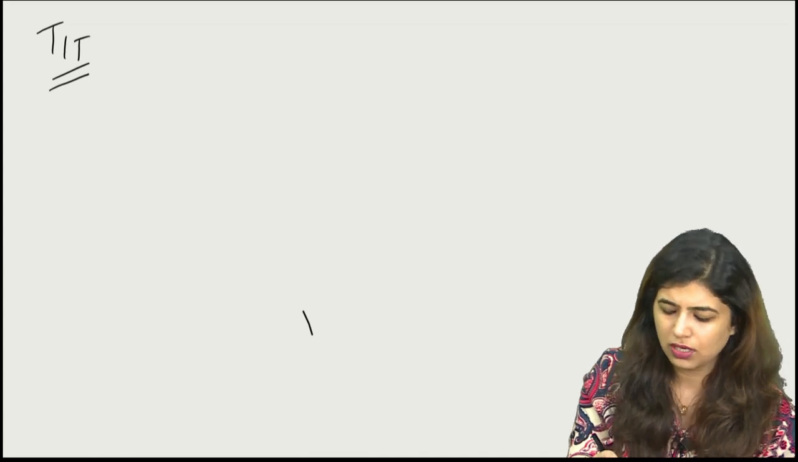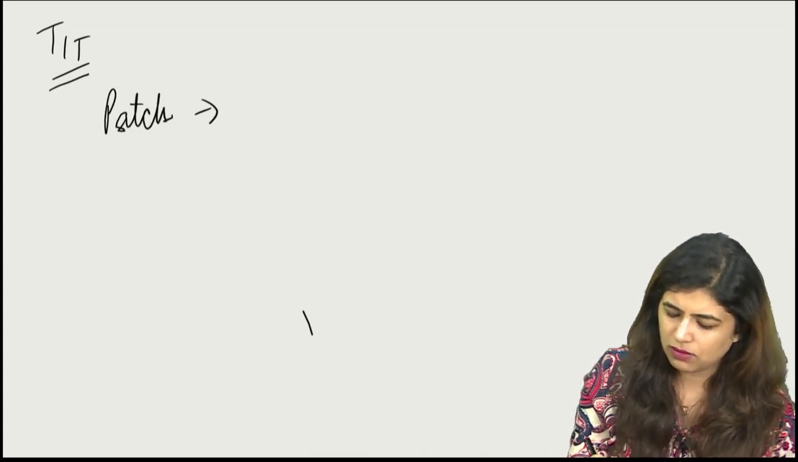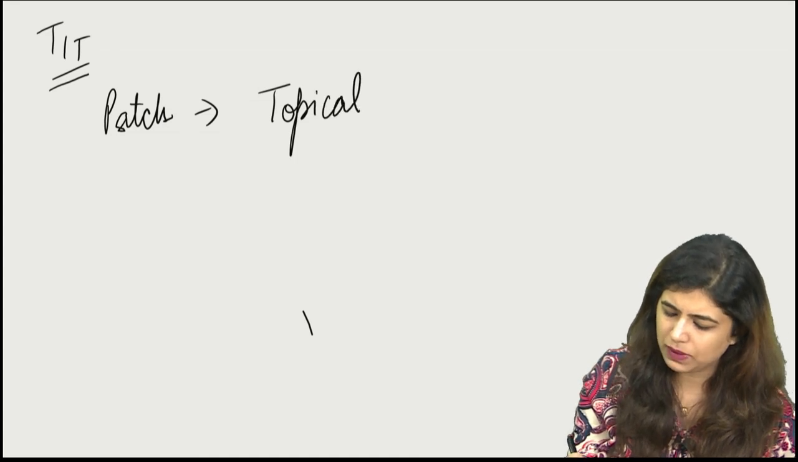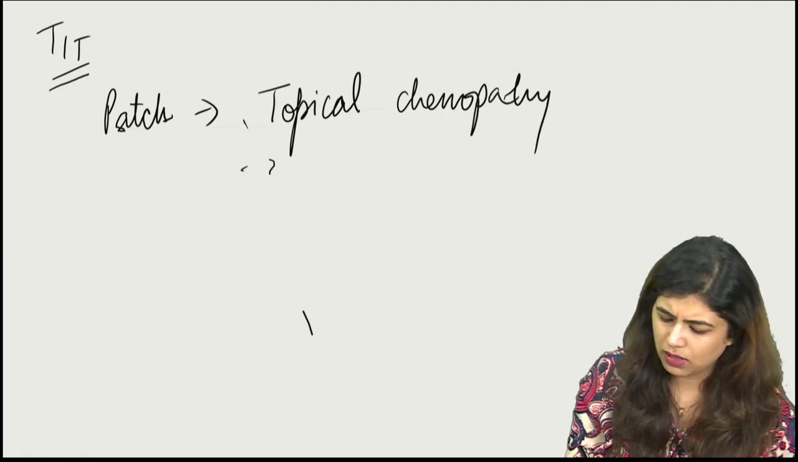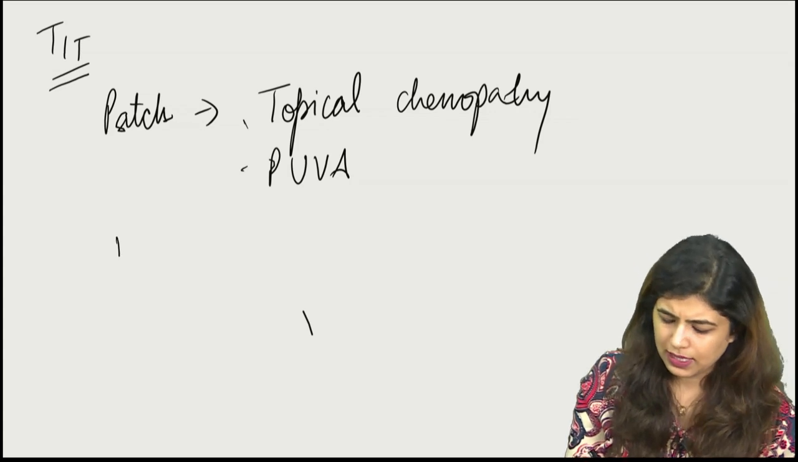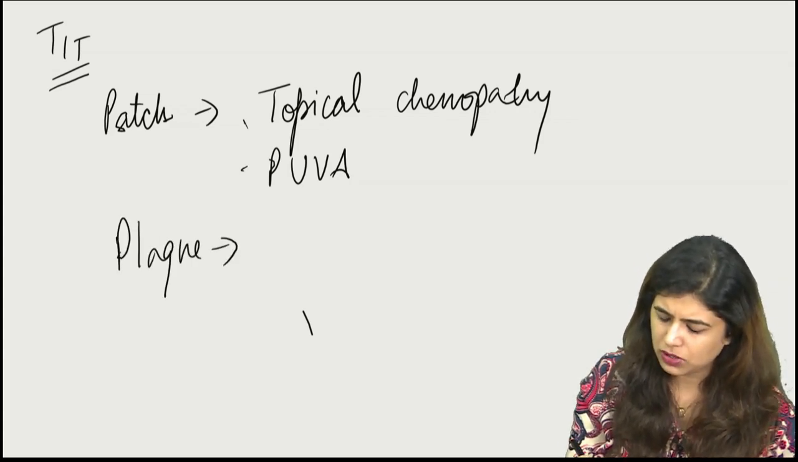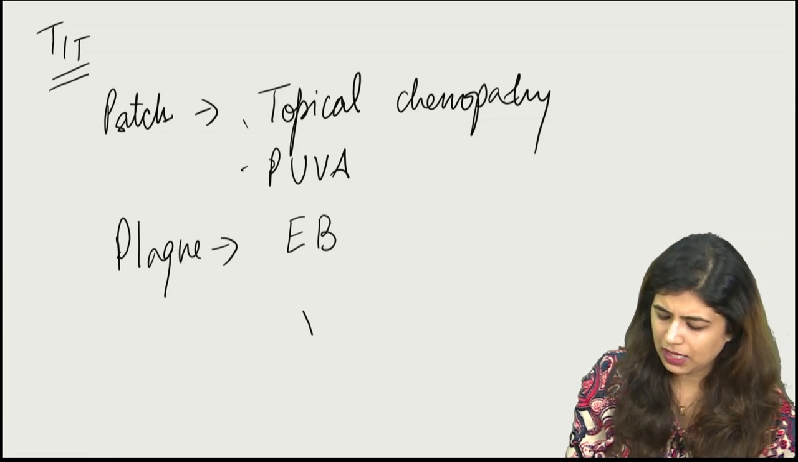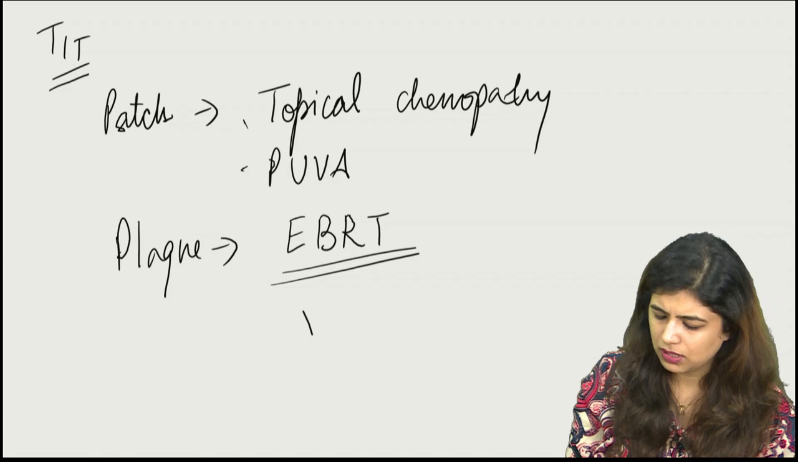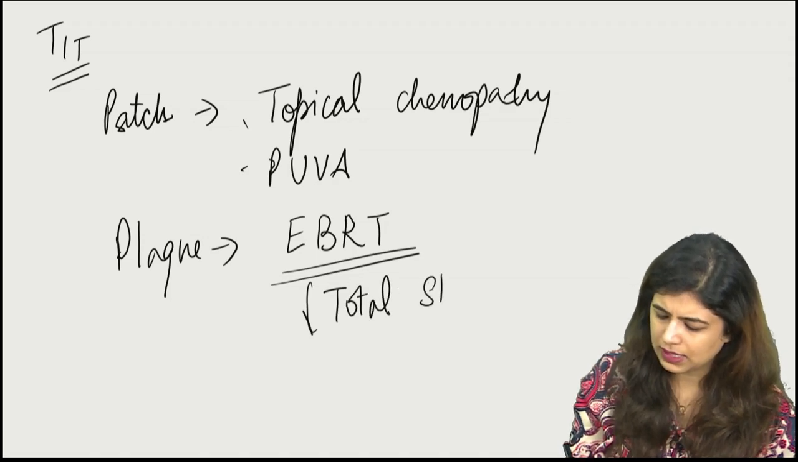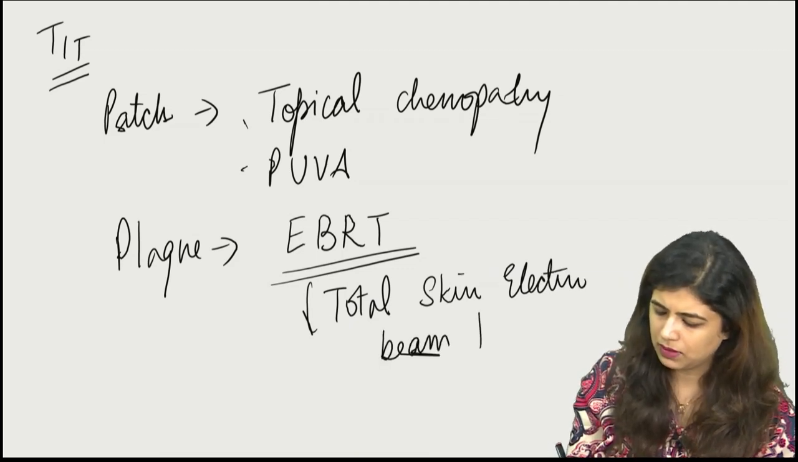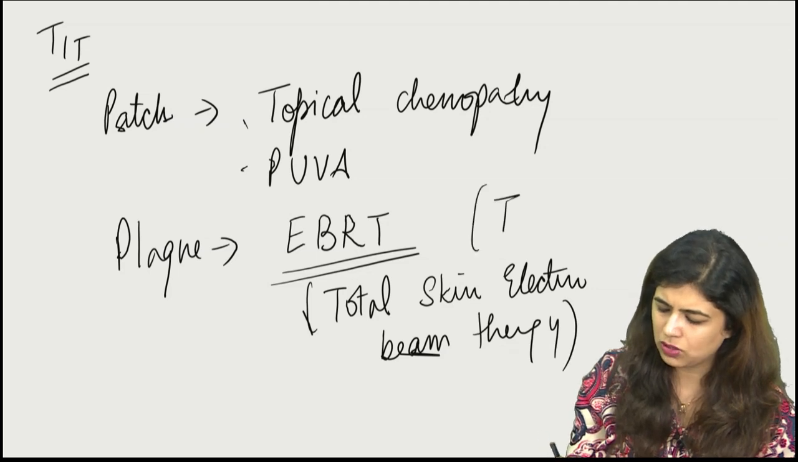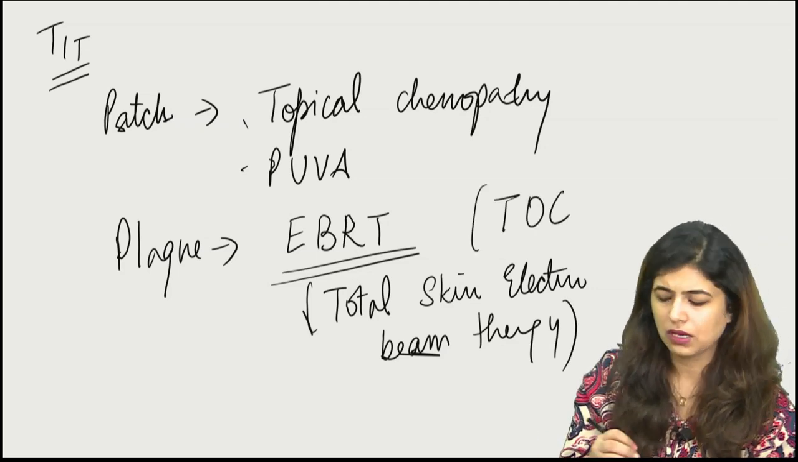Now what is the treatment for this disease? The treatment depends upon the stage. In the patch stage, we may give a topical chemotherapy to the patient with nitrogen mustards, with the PUVA, which is phototherapy. In the plaque stage, generally the treatment of choice is EBRT, which is total skin electron beam therapy.